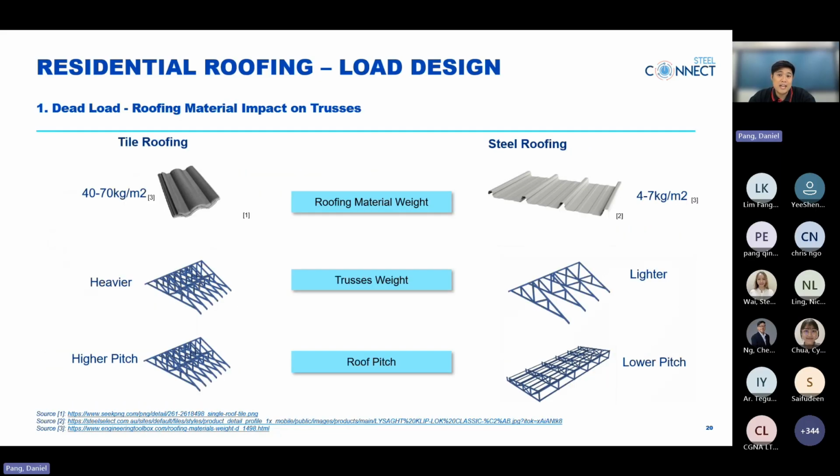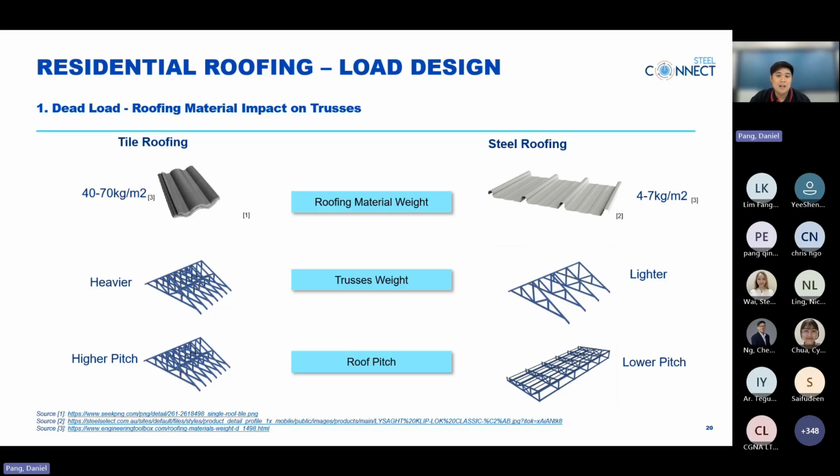Now we move to a direct comparison of how roofing material impacts the trusses system between using tile and a steel roofing. As before, the left are tile roof while the right are steel roof. We will have a comparison based on these 3 categories: roofing material weight, trusses weight, and also roof pitch.